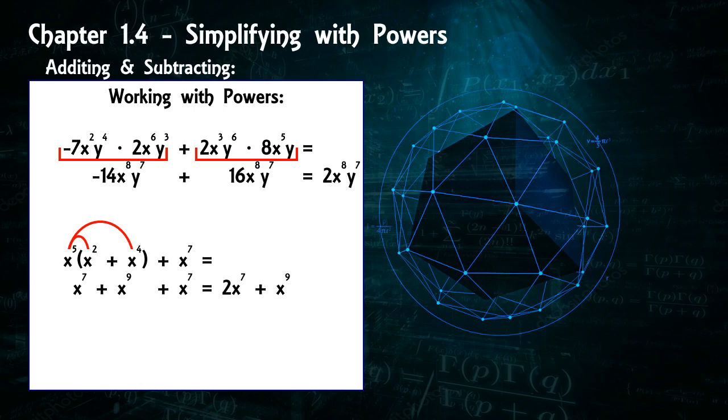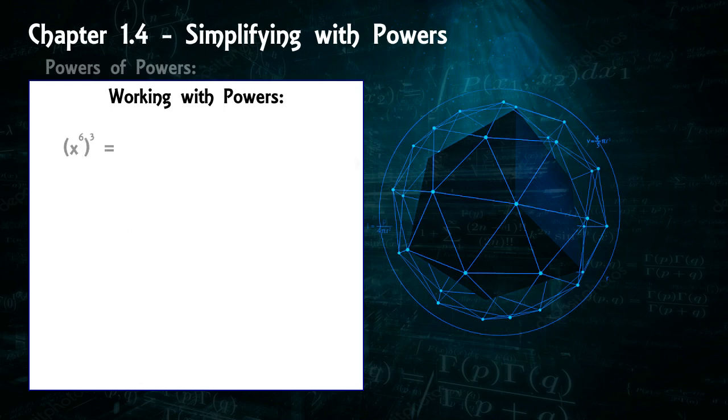Next up, powers of powers. This is what we call a power of a power. X to the power of 6 to the power of 3. This means x to the power of 6 times x to the power of 6 times x to the power of 6.